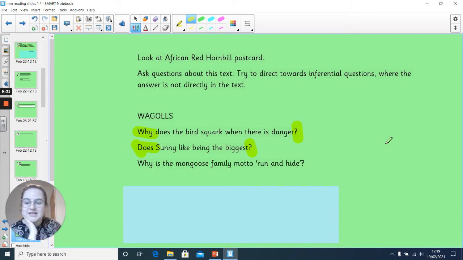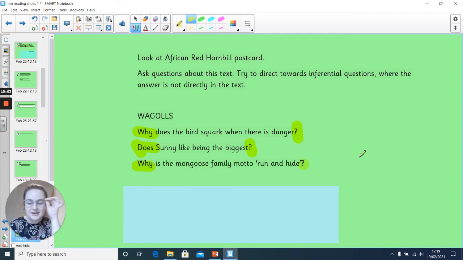And my last question is, why is the mongoose family motto run and hide? That one's funny, isn't it? Because the mongoose family motto is run and hide, but the meerkats say stay safe, stay together. So even though they're really similar animals, their family mottos are different, which I think is a bit funny, and I'd like to know why. So again, I've started my question, why is the mongoose family motto run and hide, with a question word with a capital letter and a question mark at the end.